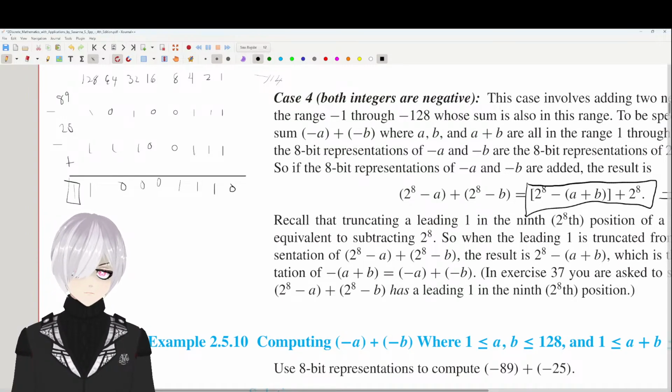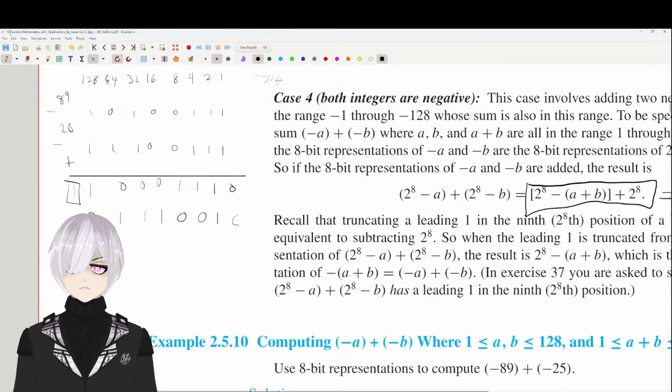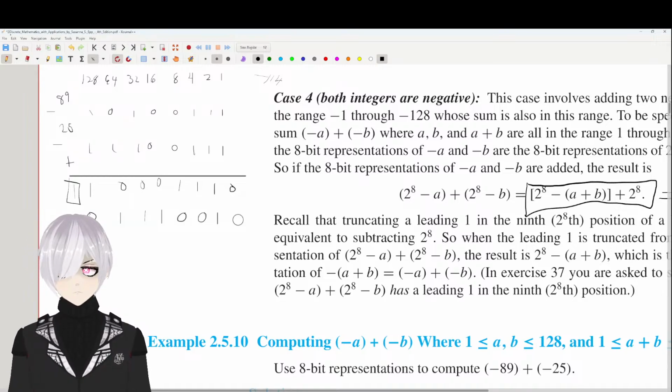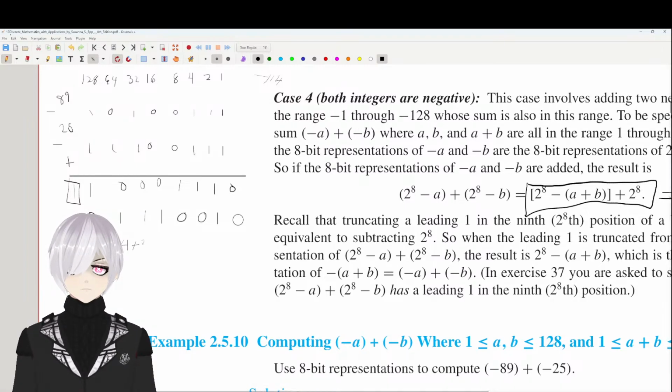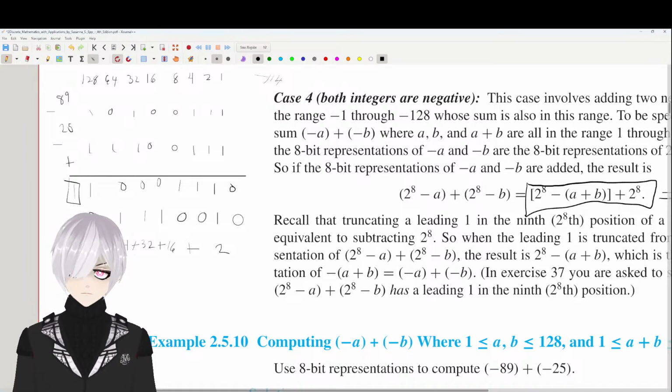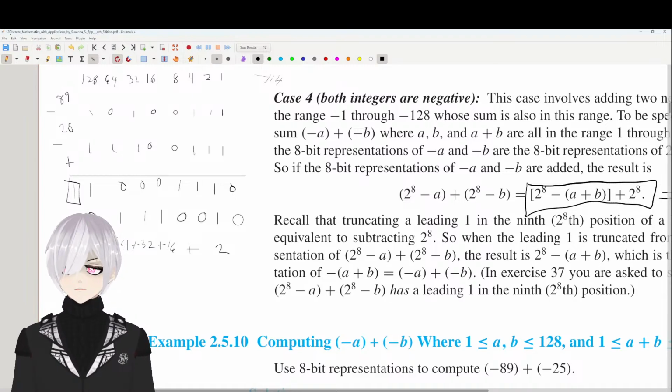So I have to flip the bits and then add one. I think it's like this. So we have 96 plus 16, so it's 112, and then plus 2, so 114. That's the absolute value of the answer, and the answer is negative, so I just put a negative in front of that. Negative 114.